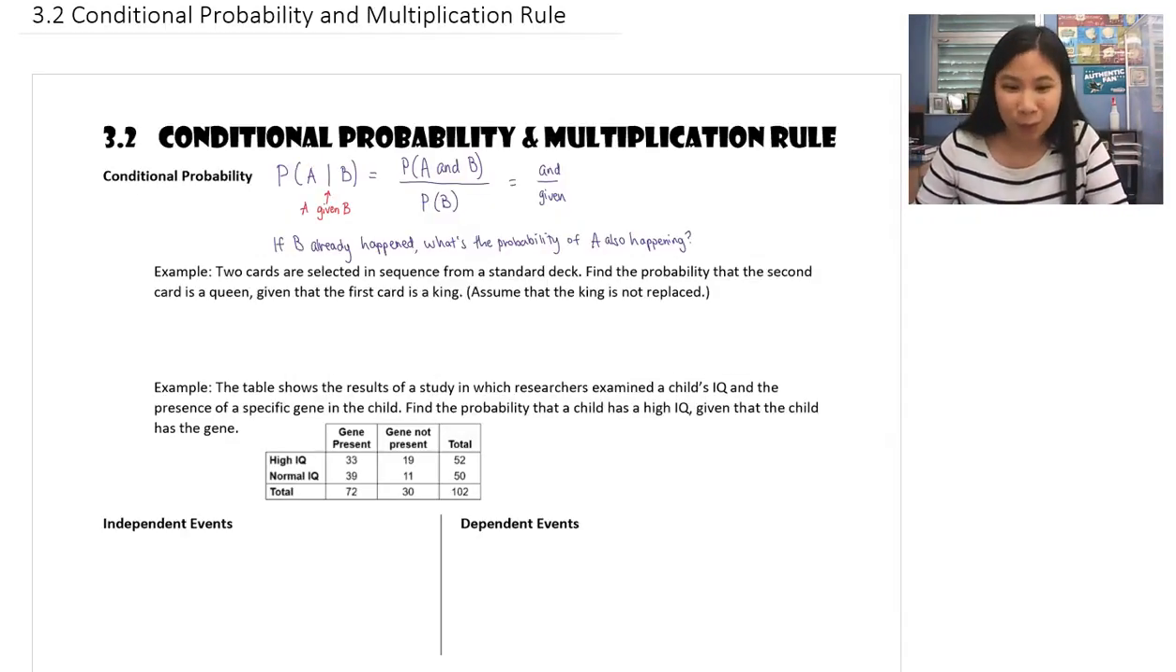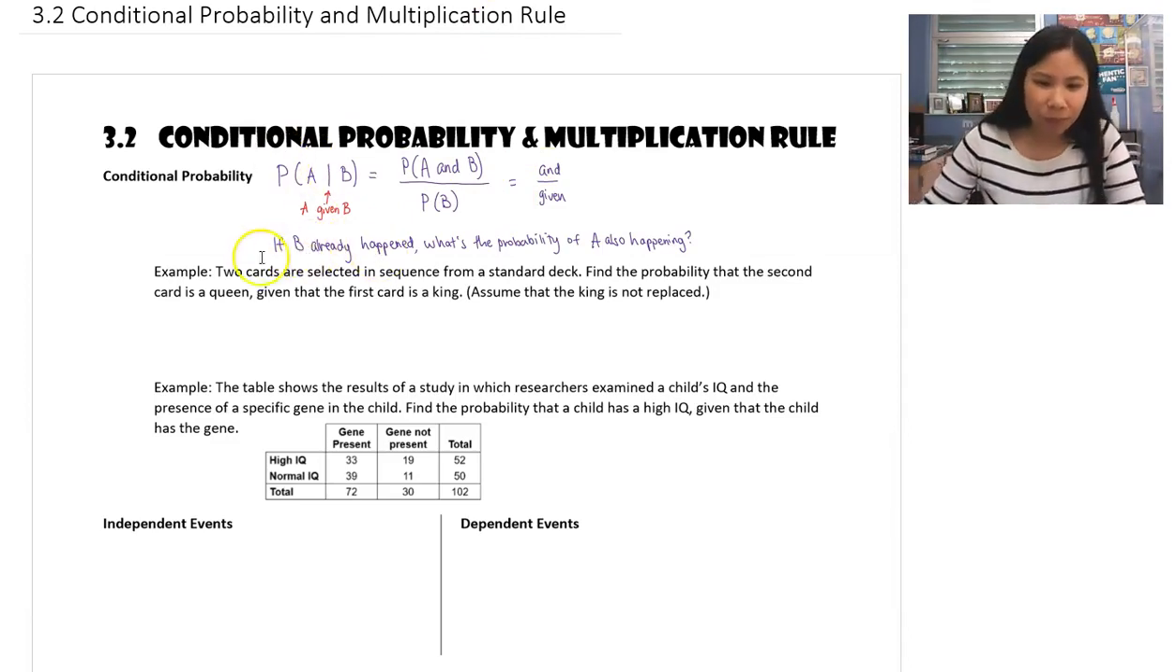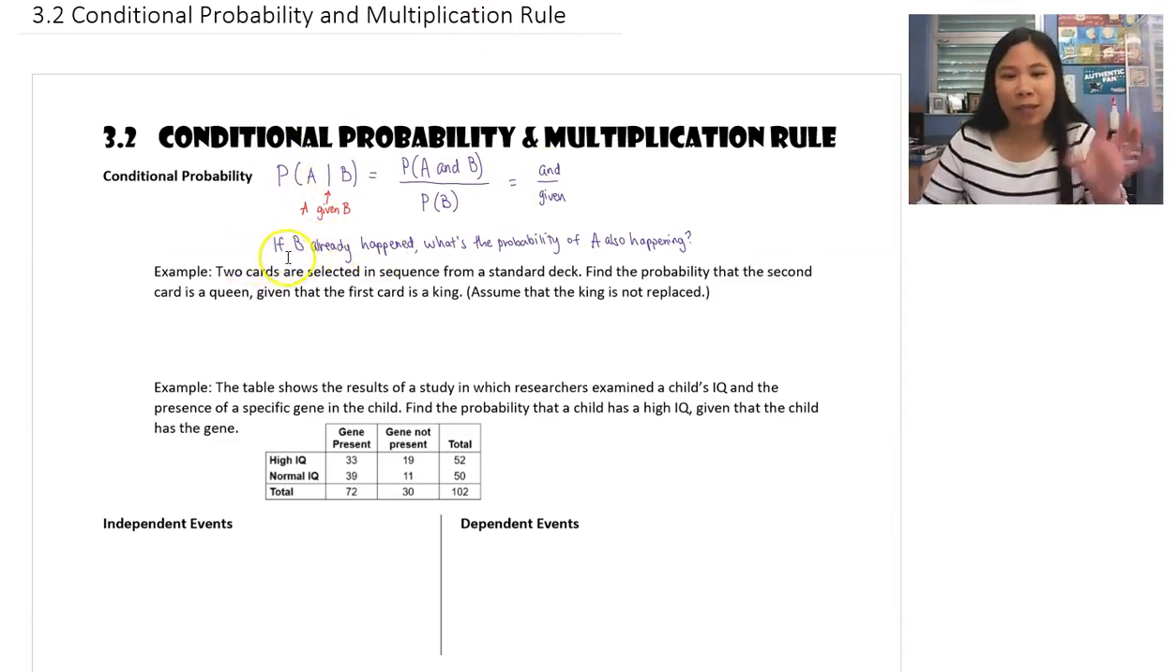So here's what the formula looks like. We've got some crazy symbols, but in words, this is what it's saying. We want to know, if some event has already happened, what's the probability of something else also happening? And remember, we use capitalized letters to stand for certain events.